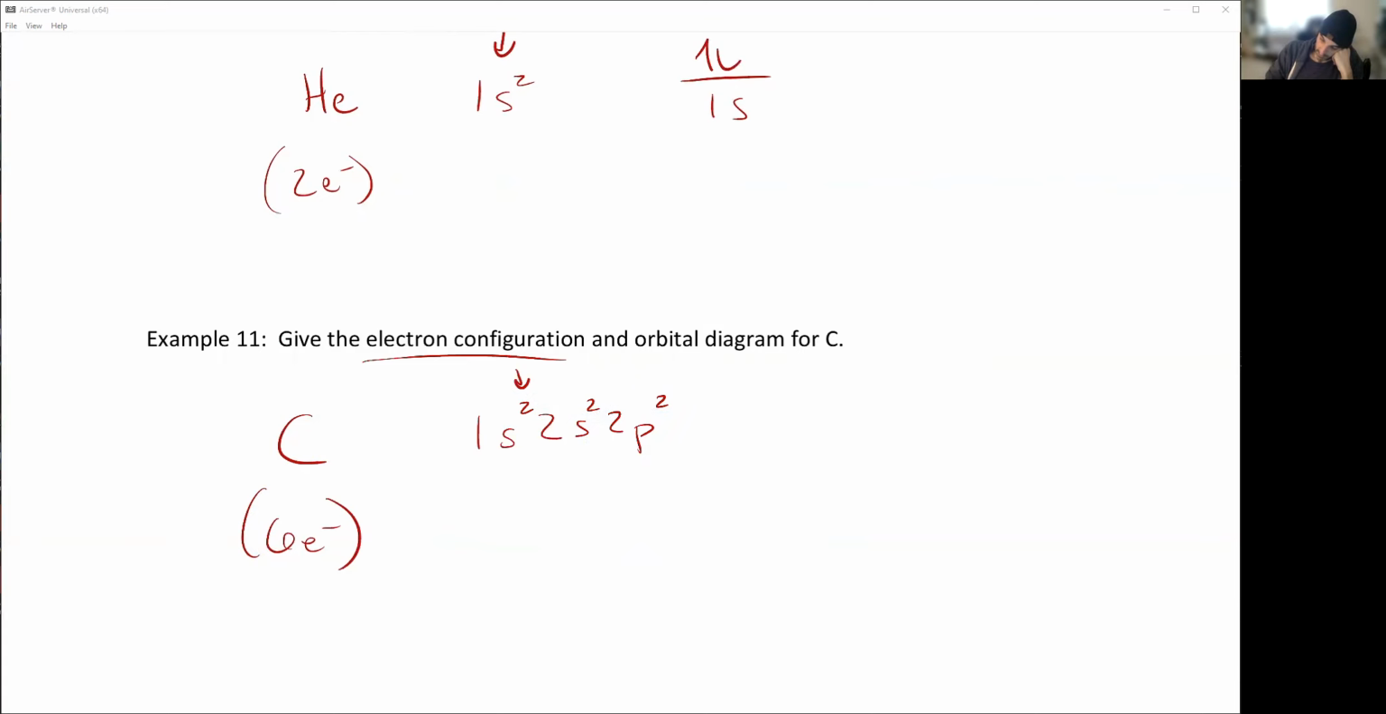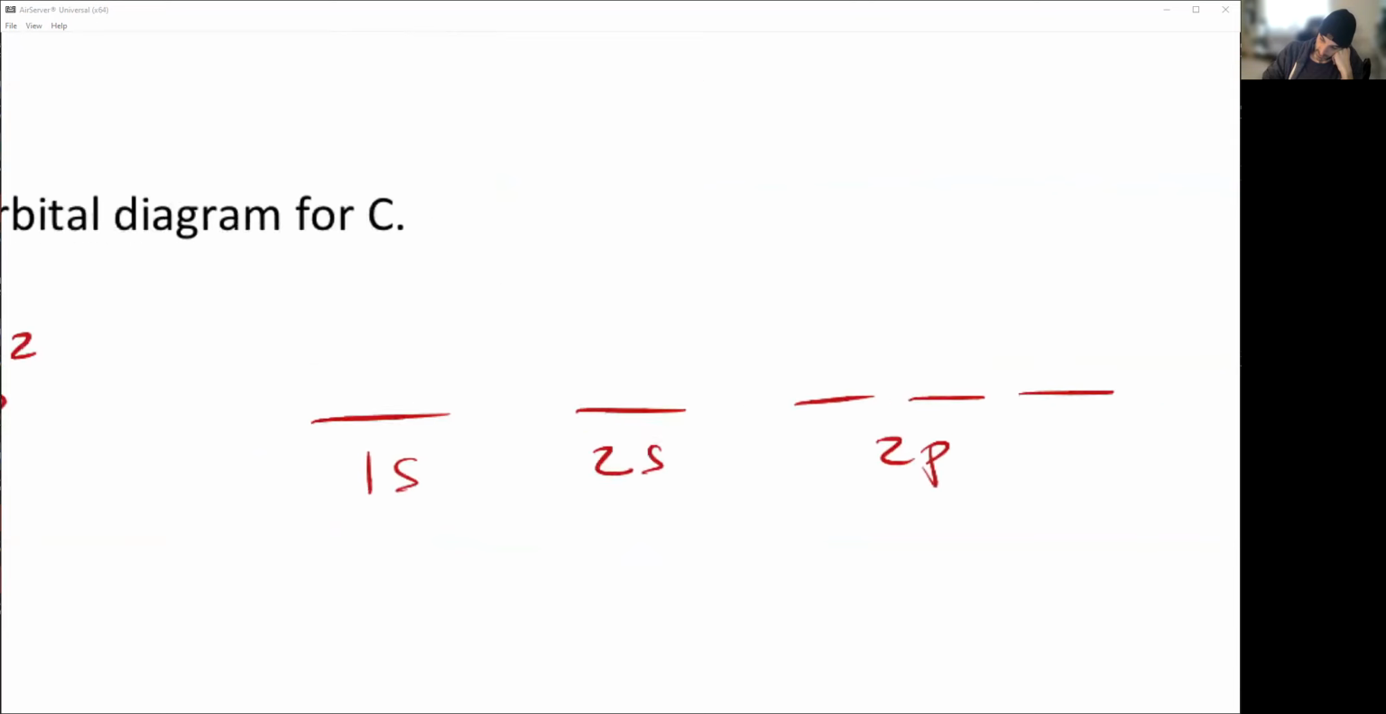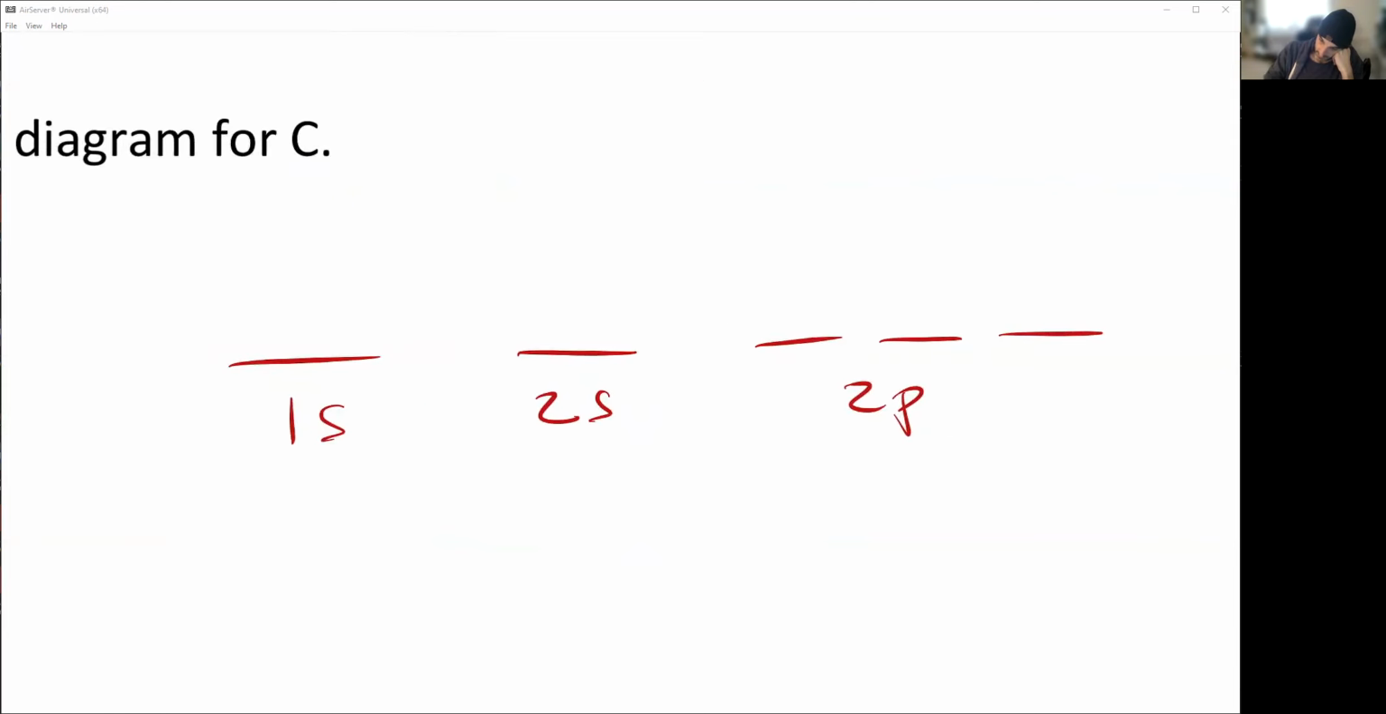So let's take a look at the 1s, 2s, and now my 2p has 1, 2, 3 orbitals. Again, if I were to look at the m sub l values for these, this is 0, this is 0, this is -1, this is 0, and this +1.